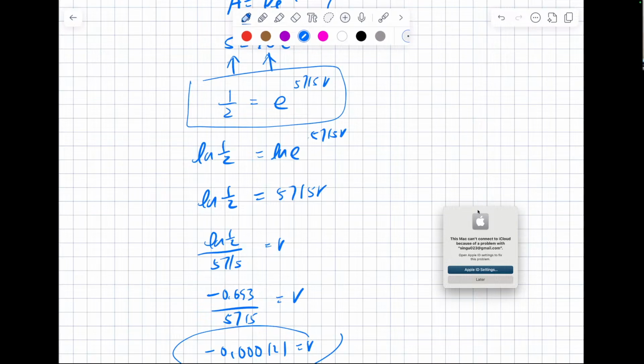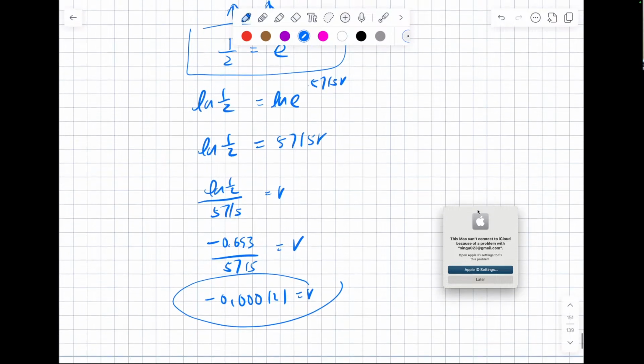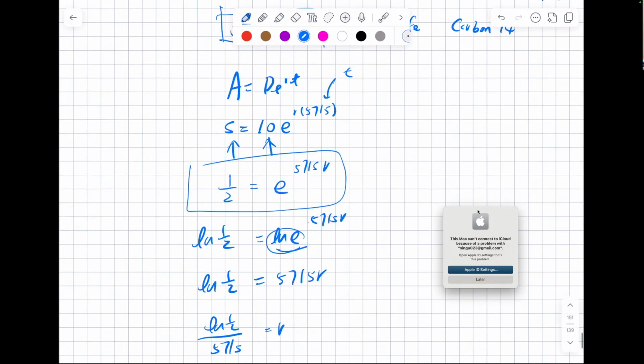Is this okay? Wait, Mr. Yang, I don't understand how you got from that one to that one. I take the natural log of both sides, natural log of e cancels, so it's going to be... Where's the negative? No, that's fine. This 10 and 5, you can assume anything.